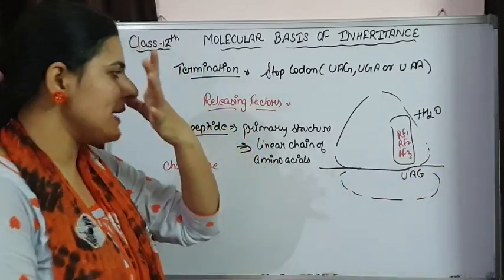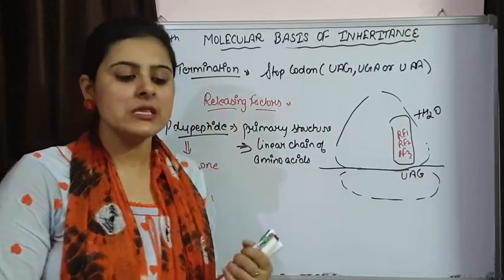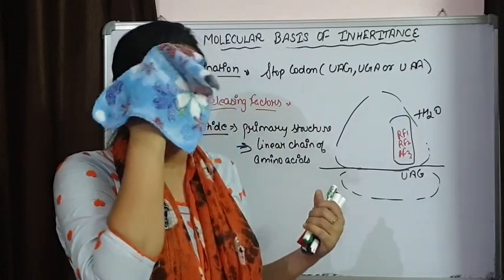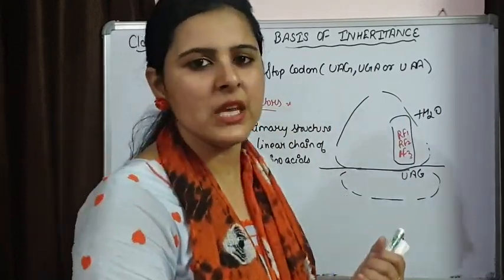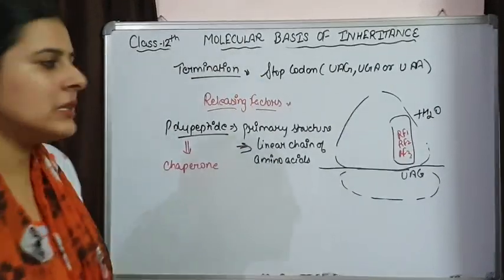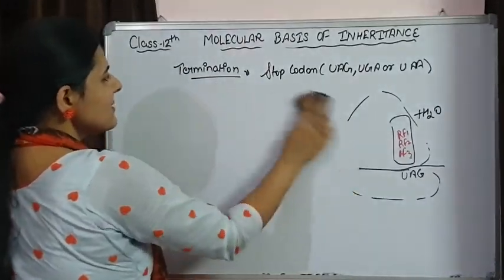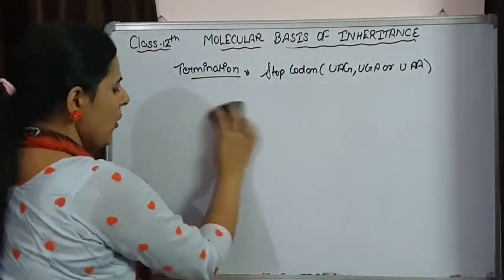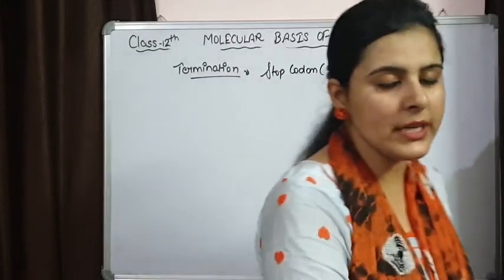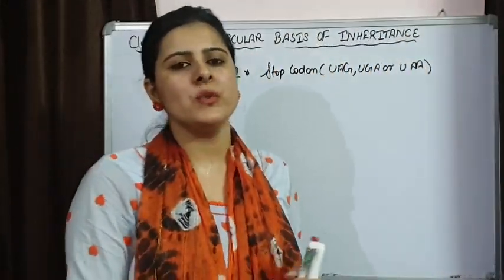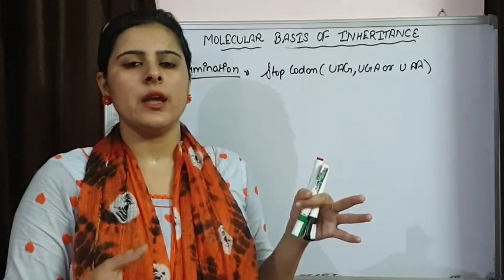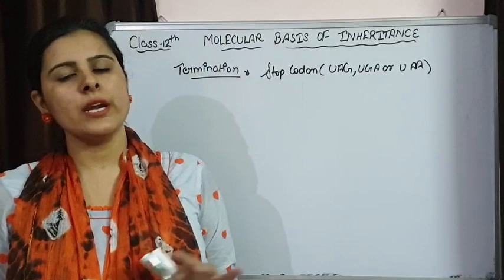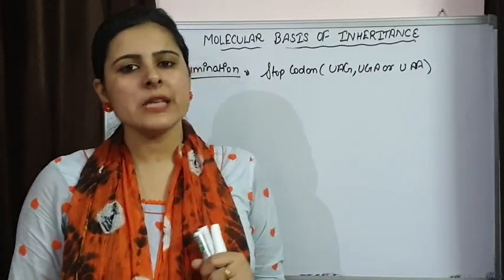Now one question arises from here: why does protein synthesis take place in the cytoplasm? Because we know DNA is present inside the nucleus and DNA has the information for protein synthesis. Then why does protein synthesis not take place inside the nucleus? Or why is the whole process not taking place inside the cytoplasm? Because we know that in transcription, mRNA is formed inside the nucleus, then this mRNA comes out and proteins are formed in the cytoplasm.